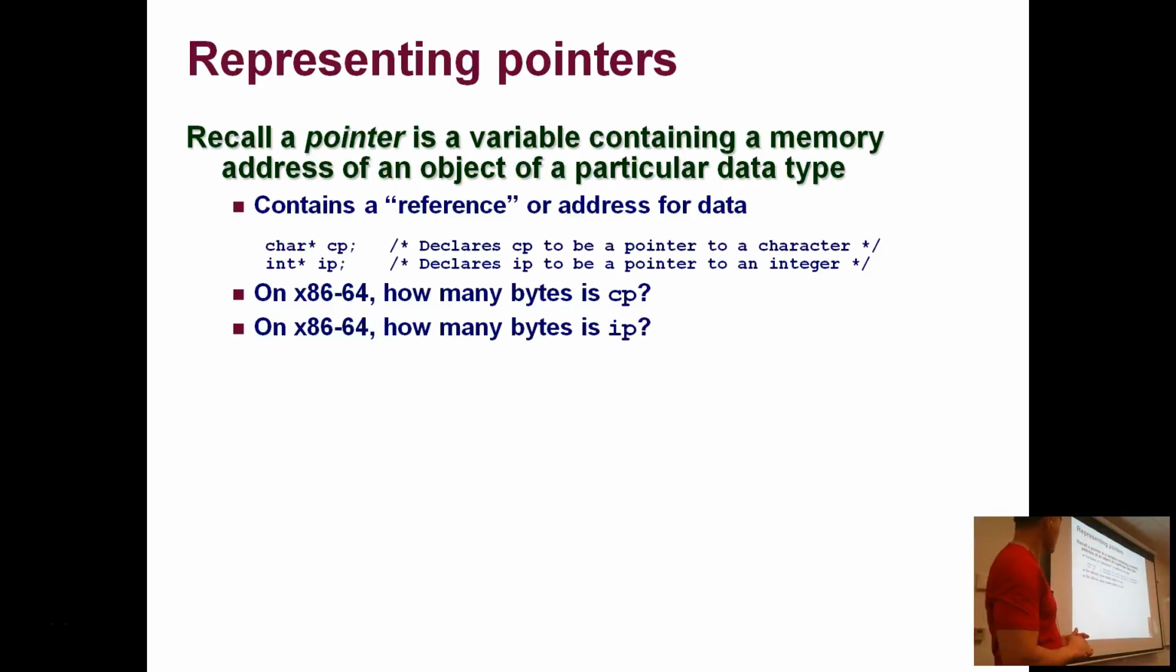How many bytes is ip? Also 8. So yes, I tricked so many people on that on the exam. Well, I don't try to trick them, but like, what's the size of ip, cp? They're all 8. The size of a pointer is the word size, not the size of the thing that it's pointing to.